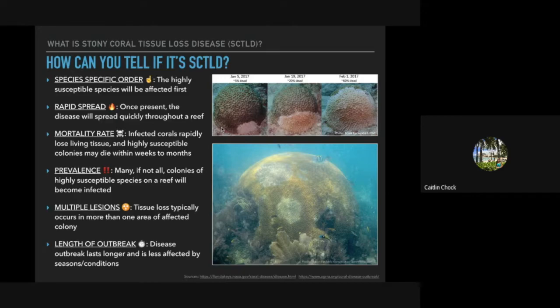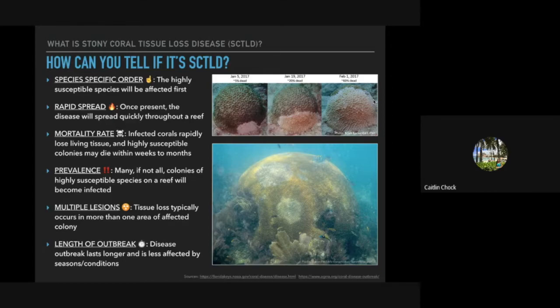Mortality rate: the infected corals rapidly lose living tissue, and the highly susceptible colonies may die within weeks to months. We can see the top photo on the right here. This is from Florida. In this colony, you can see that it started with a smaller lesion, 5th of January. By January 19th, two weeks later, that had grown. And then by February 1st, less than a month later, it had taken over 60% of the coral colony.